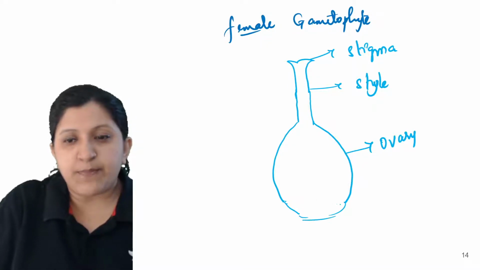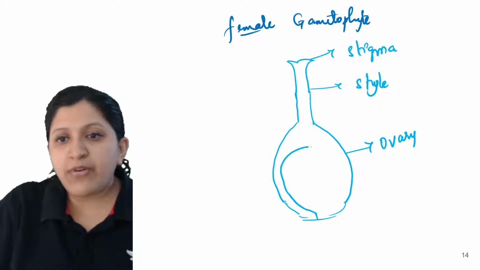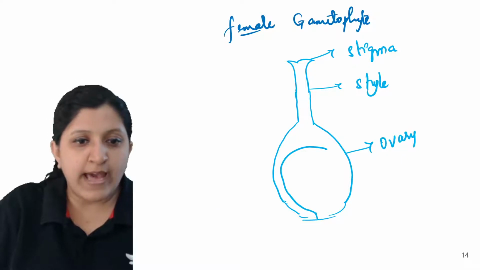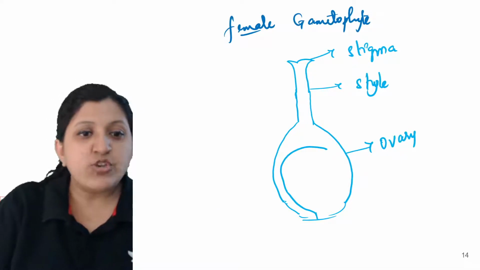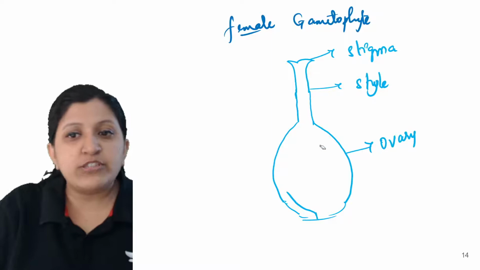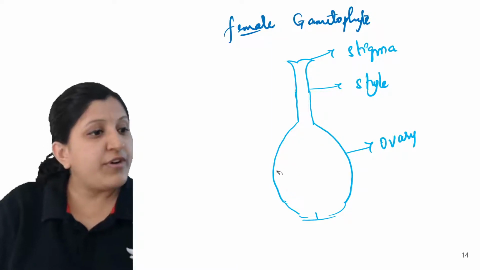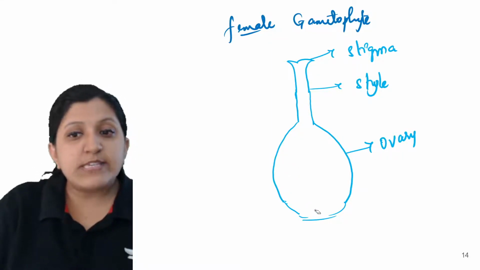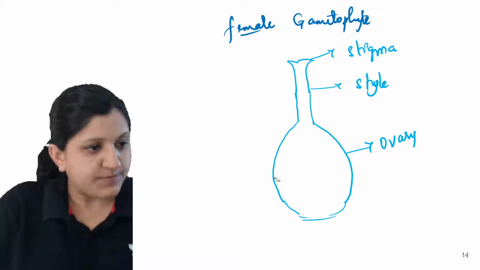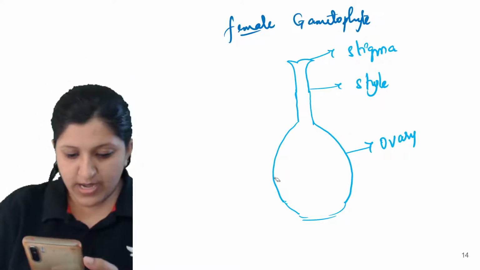So let's say this is completely placed like this. So let's say this is an ovule now. Attached to this part you can find a structure, and that is called an ovule. After fertilization, this is going to become the seed.